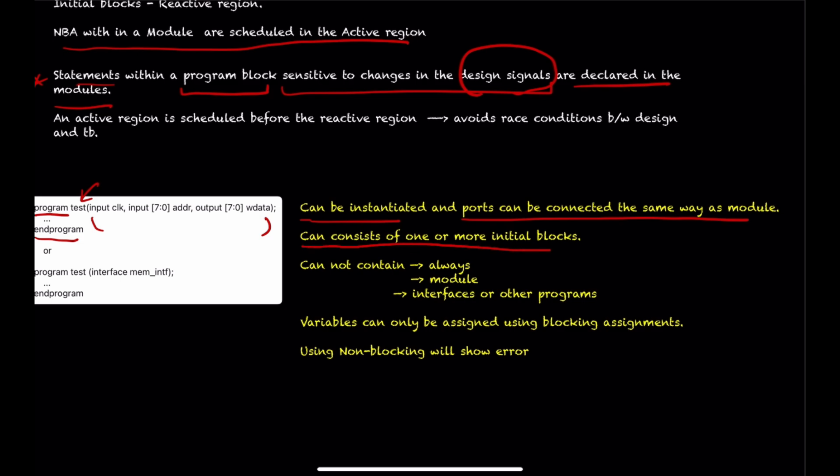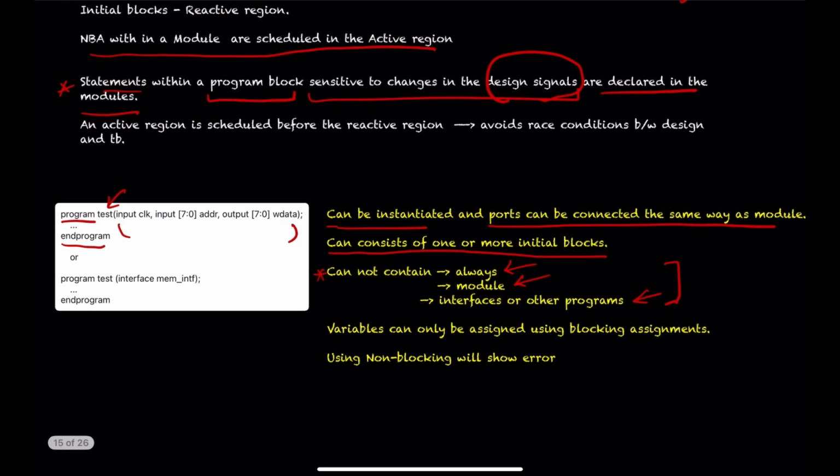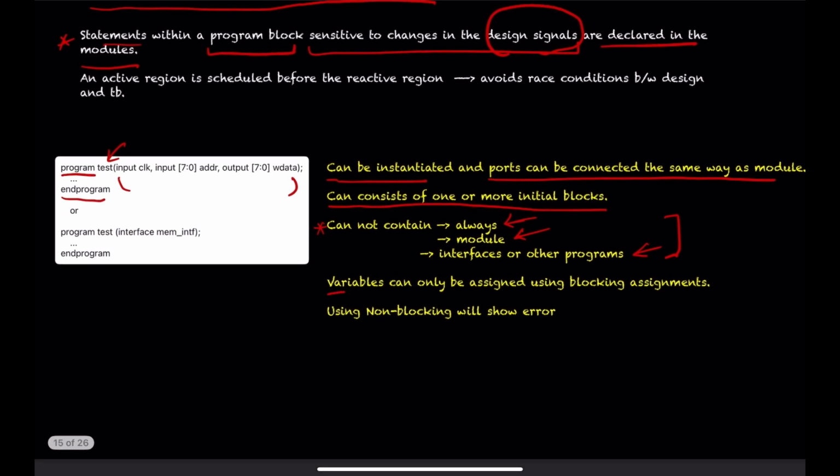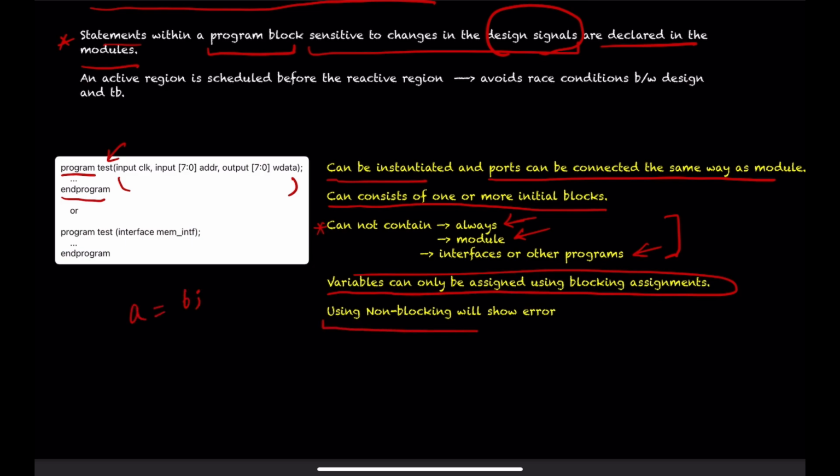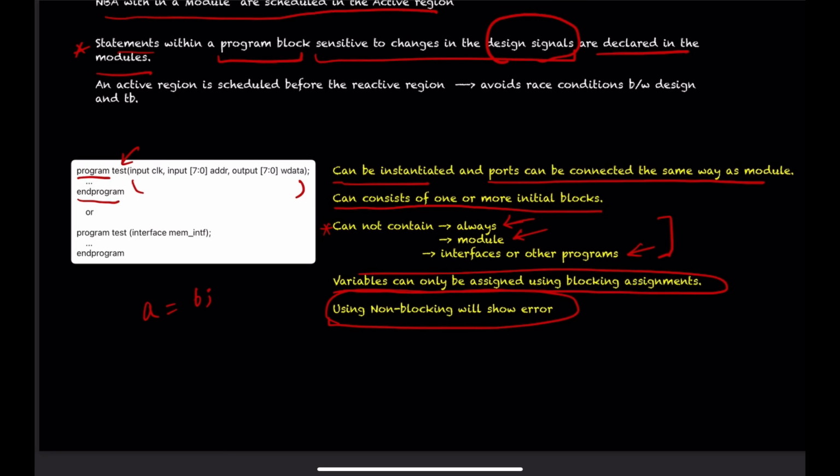It can consist of one or more initial blocks, similar to a module. But the main reason why we do not use program block as much as we use module is because we cannot write always, module, or interfaces or other programs. This is a limitation of the program block. And one more thing is variables can only be assigned using blocking assignments. So we can only use blocking assignments in this. Correct. If we use non-blocking, we will get an error.